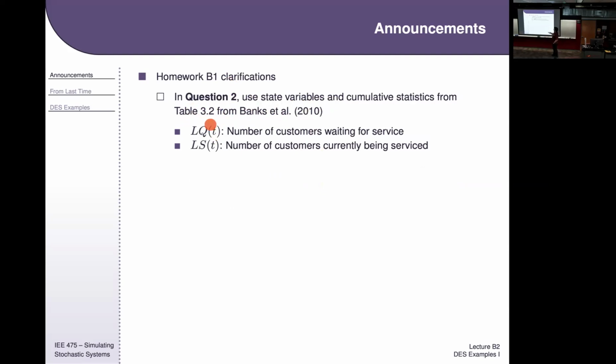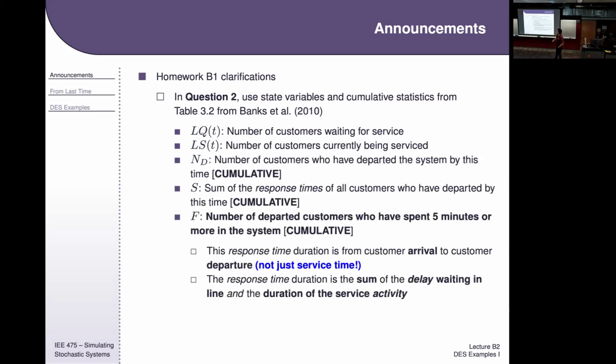LQ is the number of customers currently waiting for service. LS is the number of customers currently being serviced. So the total number of customers currently in the system is the sum of these two. In D is a cumulative statistic, so it's not a state variable. That's the number of customers who have departed the system by that time. So it just keeps rising.